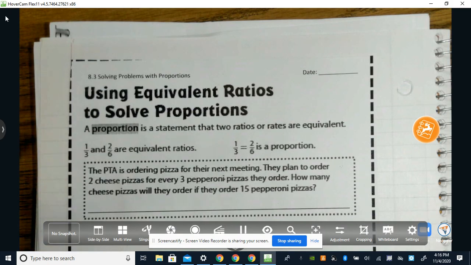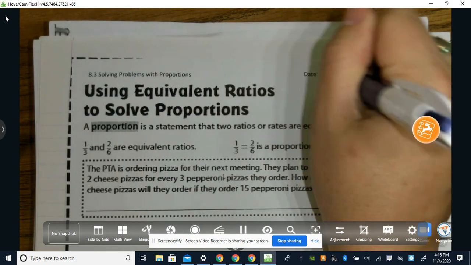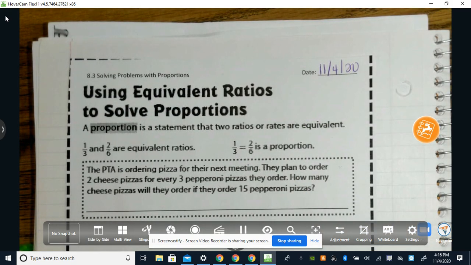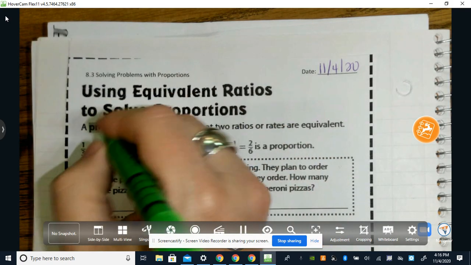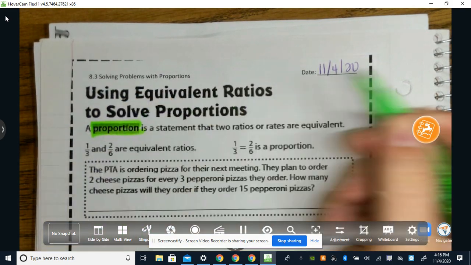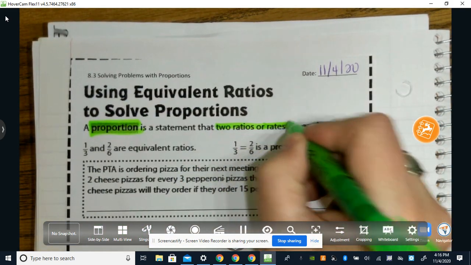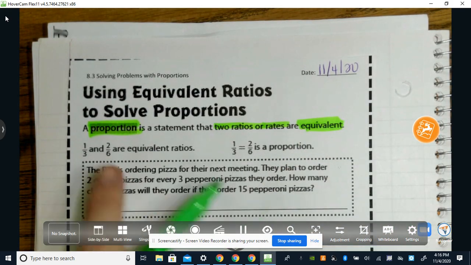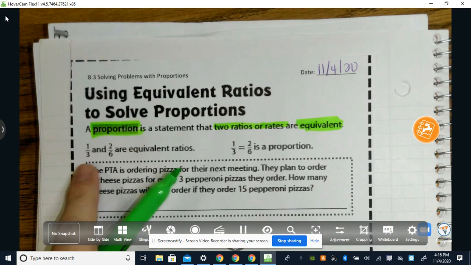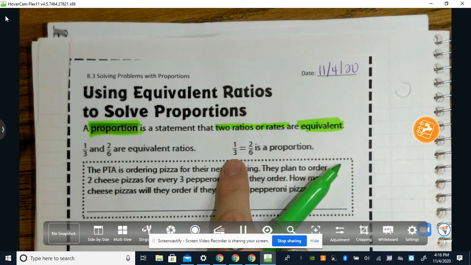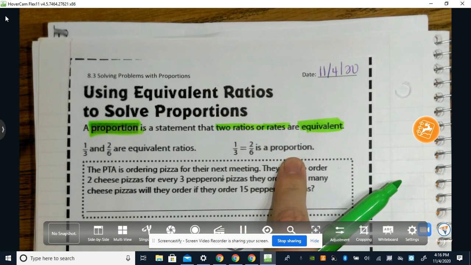Now, proportions, today is 4/2020. Proportions is just a big fancy word that says two ratios or rates are equivalent. Just to show that something is equivalent is called a proportion. So something that's equivalent, like a rate and a ratio, are called a proportion. So like 1/3 and 2/6 are equivalent ratios. So therefore, 1/3 is equal to 2/6 is a proportion.